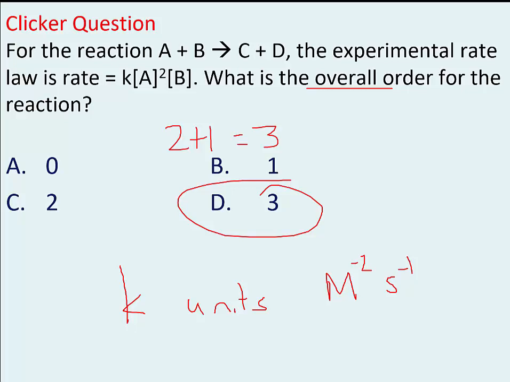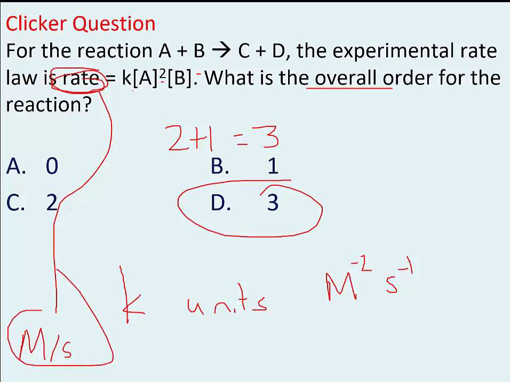And the reason is that your rate, this dude over here, is always going to be in molar per second. So in order for all of these exponents and concentrations to work out so that this rate number here is in molar per second, the units on K have to work out to make it equal to molar per second, because you're multiplying by per molar twice, per molar, right?